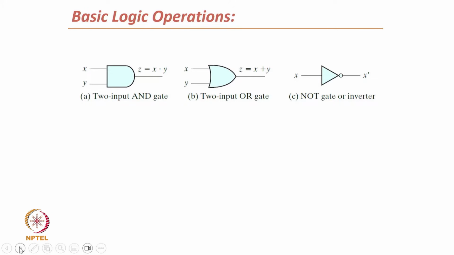These are the symbols of these logic gates. This is the 2 input AND gate, and we express it using this symbol. We have 2 inputs and 1 output. This is the 2 input OR gate, with this kind of symbol, and for the inverter, which we have already seen, this is the symbol, where x is the input and x dash is the output.